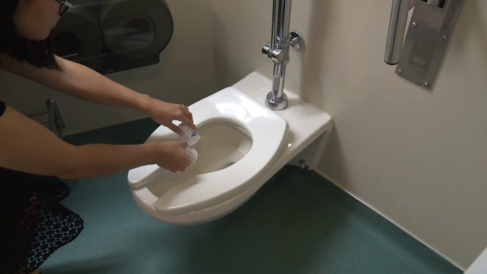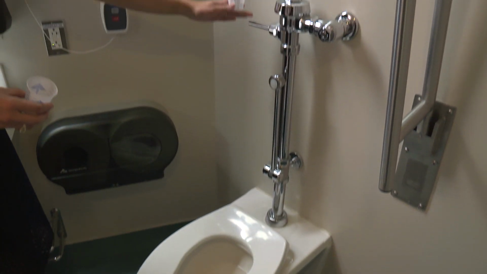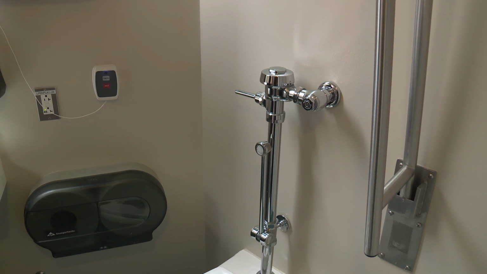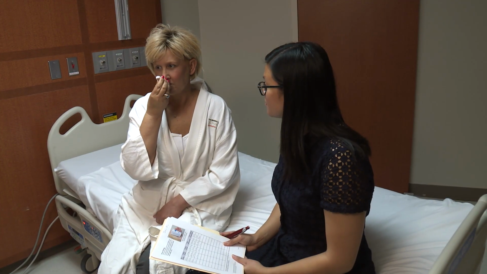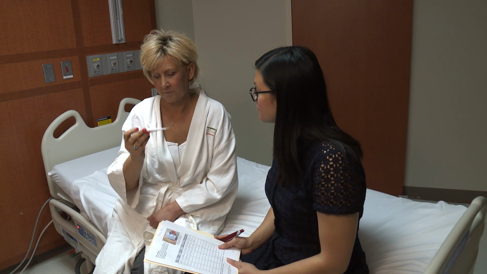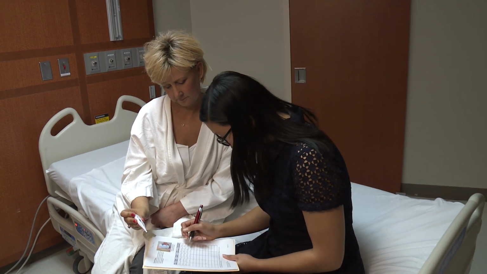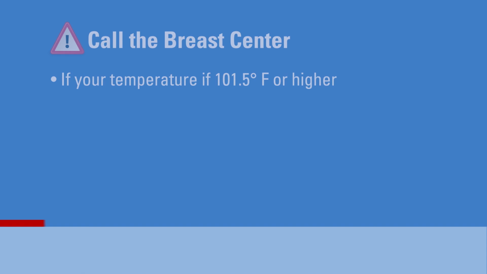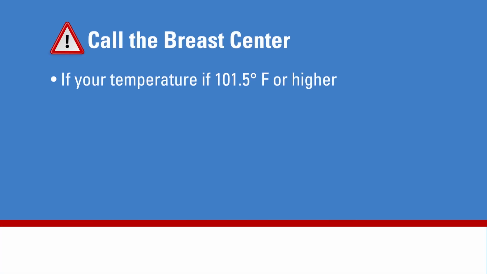After you have recorded the amount of fluid from each bulb on your volume of drainage chart, discard the fluid by flushing it down the toilet. In the evening, when you empty and measure your fluid drainage, take your body temperature and record it on the volume of drainage chart. If your body temperature is ever 101.5 degrees Fahrenheit or higher, call the breast center.